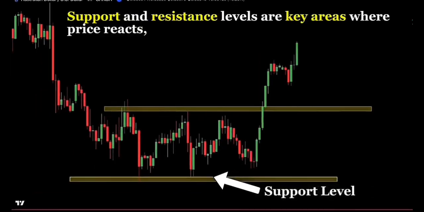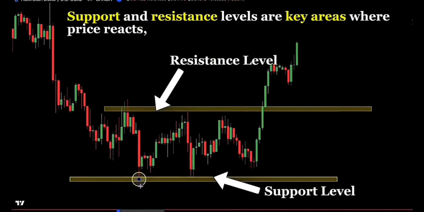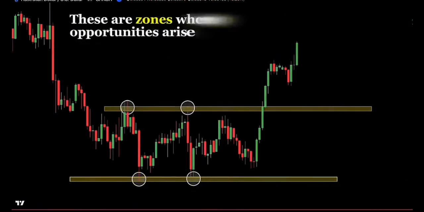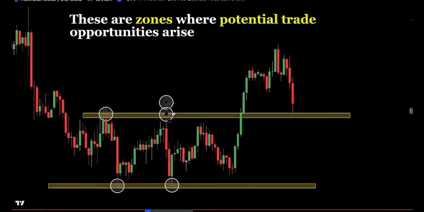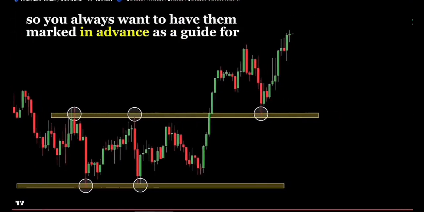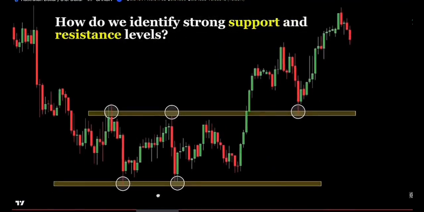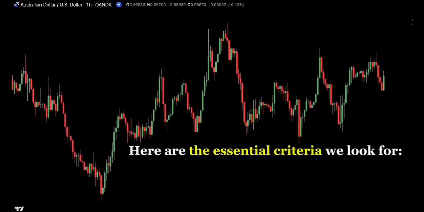Support and resistance levels are key areas where price reacts, and knowing how to identify them properly can set you apart as a trader. These are zones where potential trade opportunities arise, so you always want to have them marked in advance as a guide for when price approaches these levels again. Now, how do we identify strong support and resistance levels? Here are the essential criteria we look for.